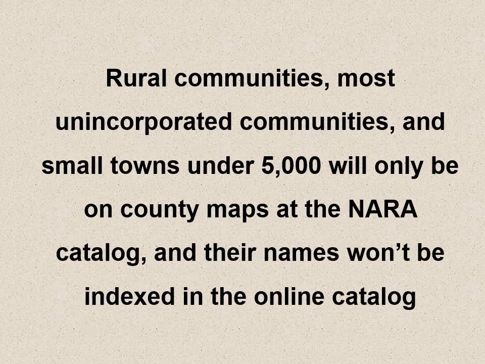Just remember that rural communities and most unincorporated small communities and small towns under 5,000 will only be on county maps at the catalog, and the names of these communities won't be indexed in the online catalog. The only thing you'll see is the title of the map, which is usually just the county name, and obviously the state as well. Keep that in mind.